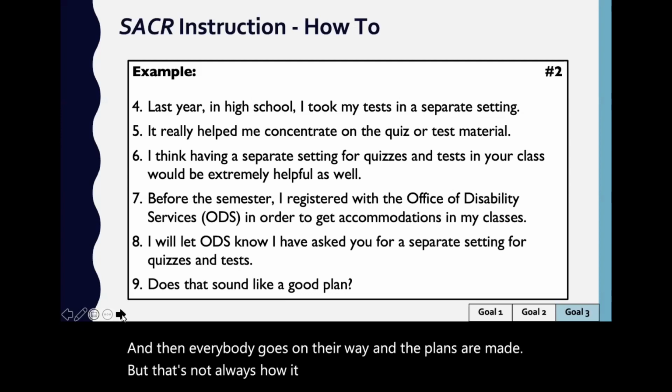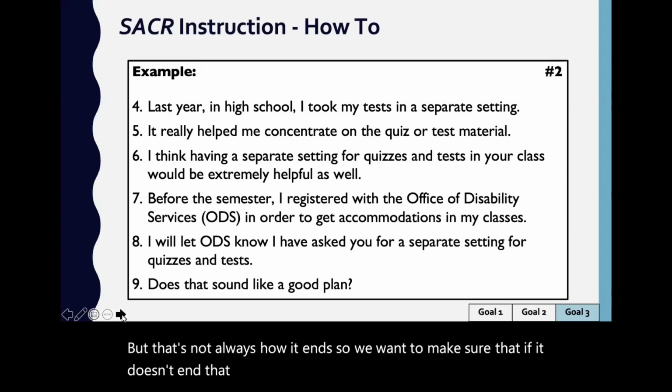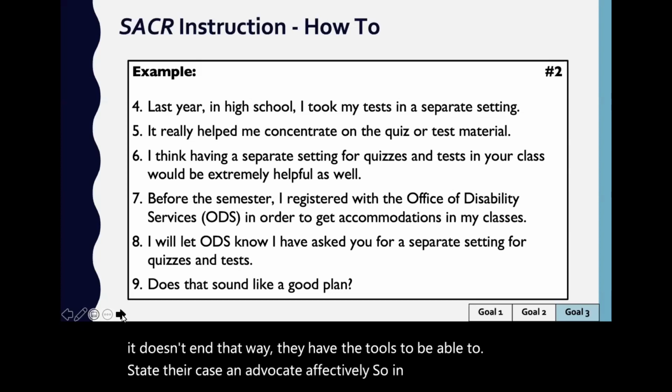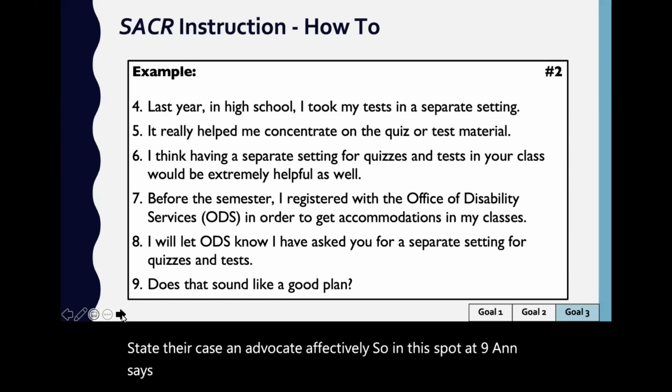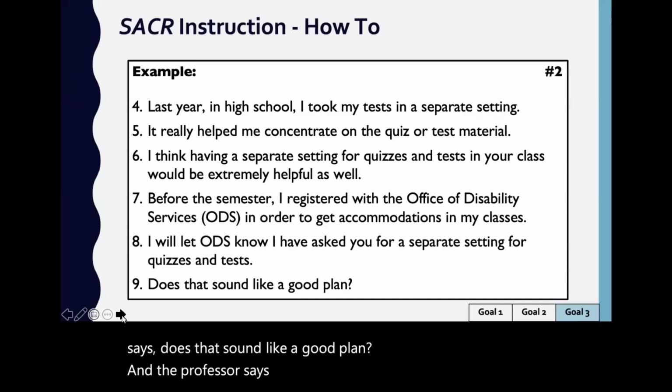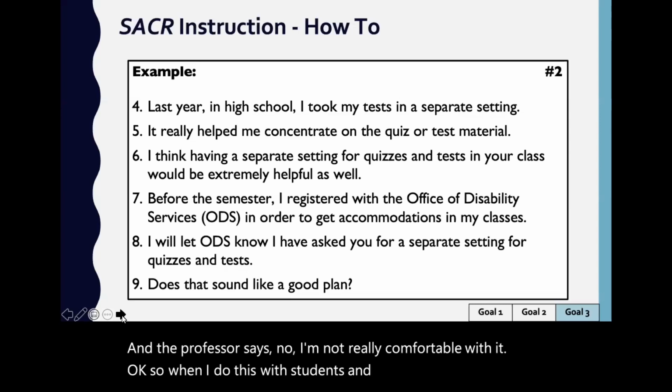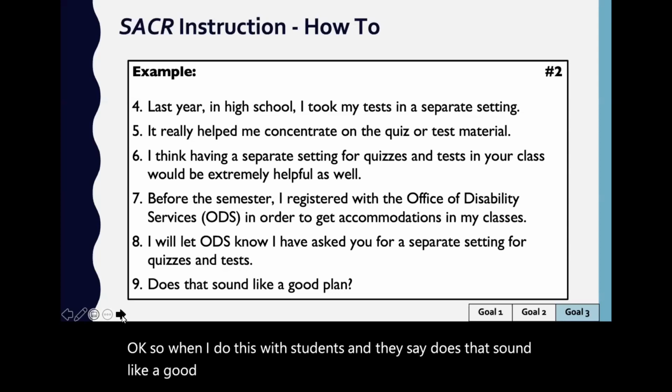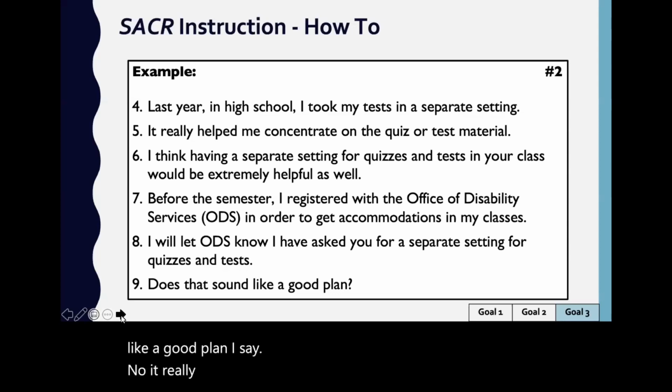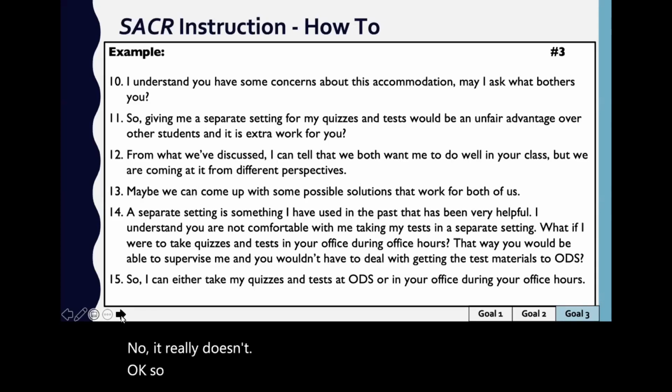So we want to make sure that if it doesn't end that way, they have the tools to be able to state their case and advocate effectively. So in this spot at number 9, Anne says, "Does that sound like a good plan?" And the professor says, "No, I'm not really comfortable with it." Okay. So when I do this with students and they say, "Does that sound like a good plan?" I say, "No, actually, it really doesn't." Okay. So then Anne says, "I understand you have some concerns. May I ask what bothers you?"